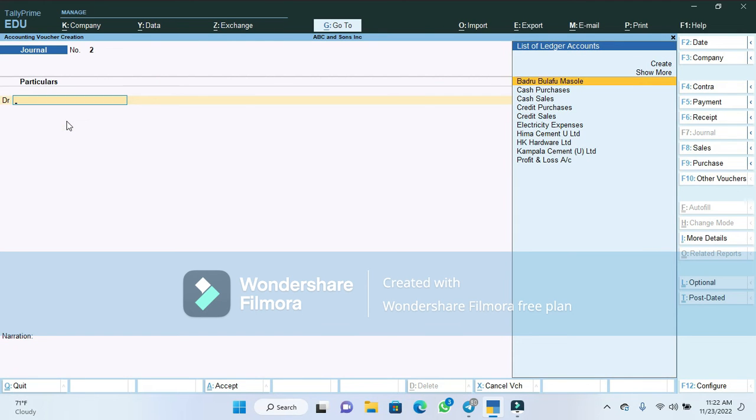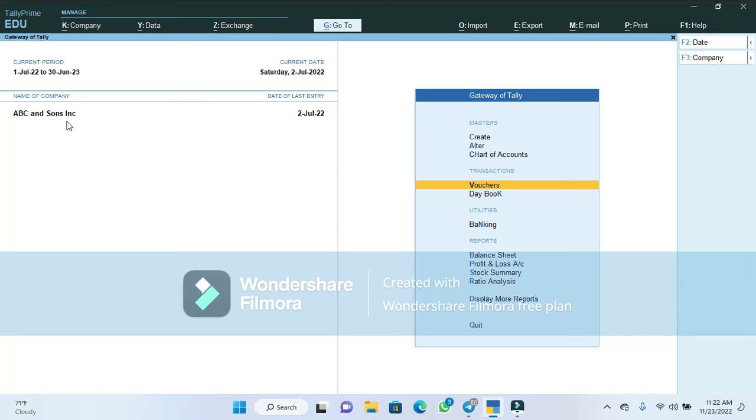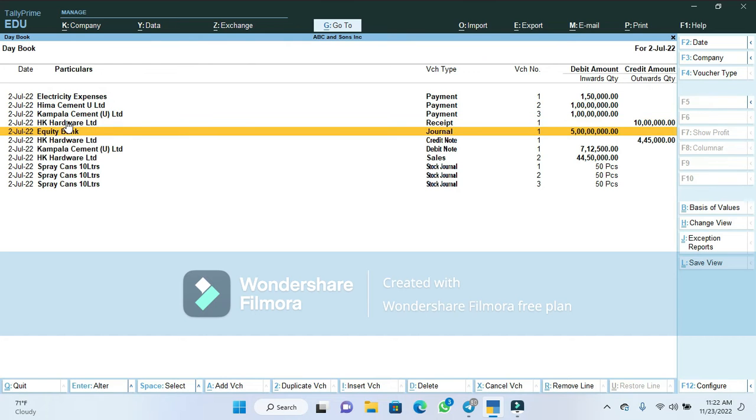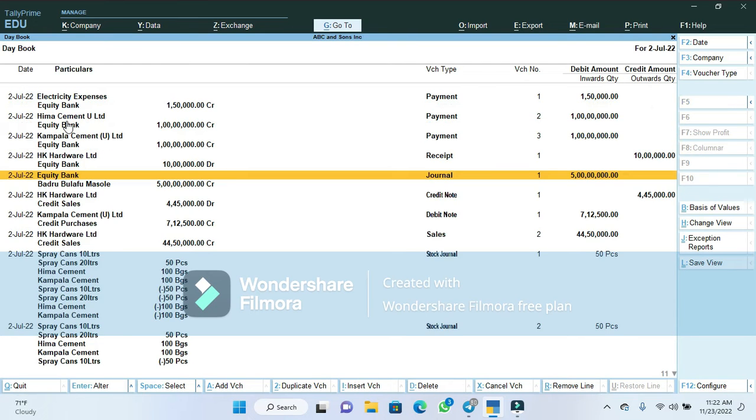Go back to the gateway of Tally by escaping. Press the escape button and go to the daybook. Enter. Go to the journal entry. Alt F1 to expand.